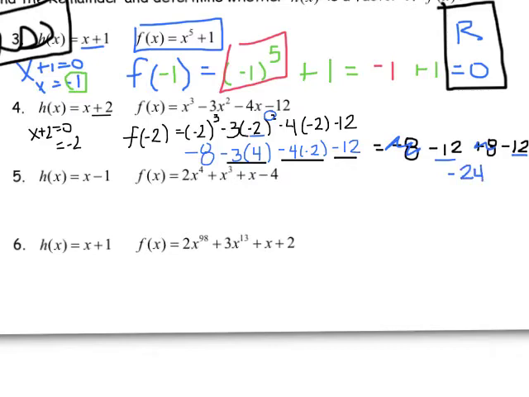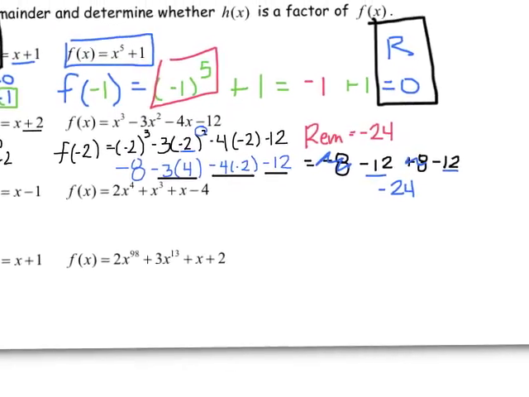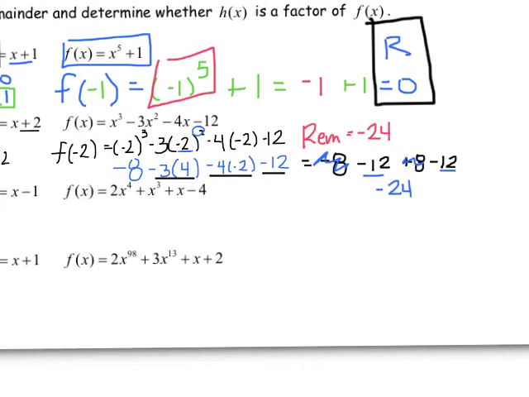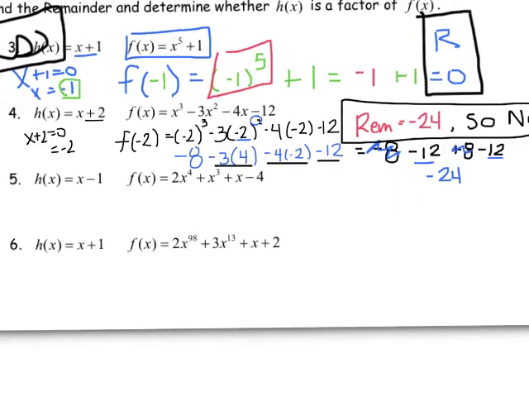So the remainder to number 4 is -24. So here my remainder is -24. Therefore, no, this is not a solution. Okay? All right, let's do the next one.